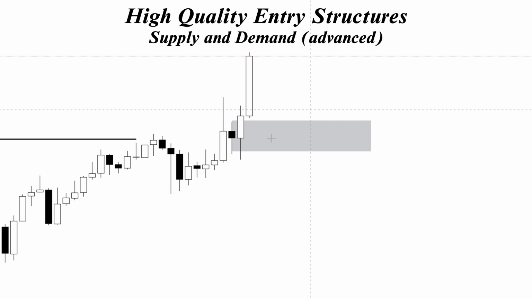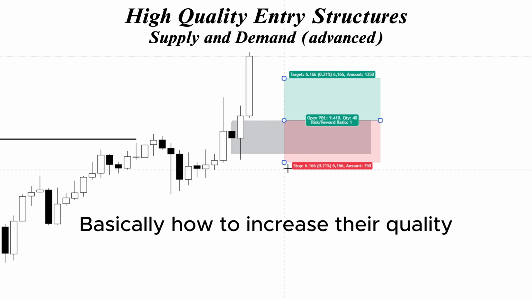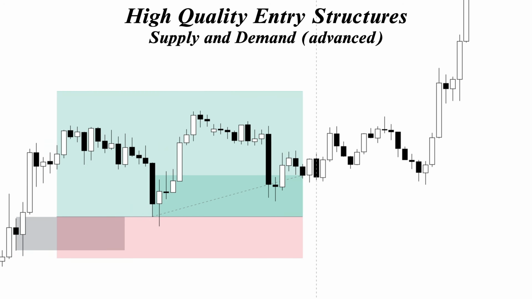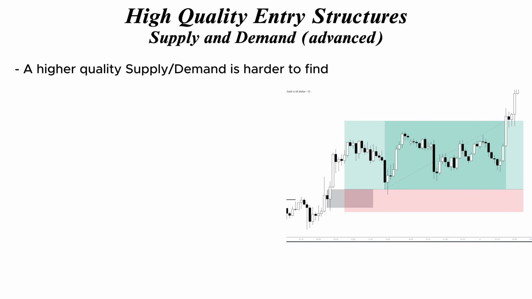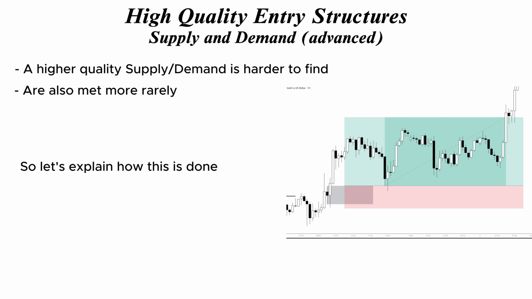If you're a viewer of my channel, you probably already know about them. But in this video, we are going to go in depth on how to refine them. And by refining, I mean that we increase their quality. A higher quality supply and demand is harder to find because it takes longer to identify, and also are met more rarely than lower quality supply and demand zones. So let's explain how this is done.